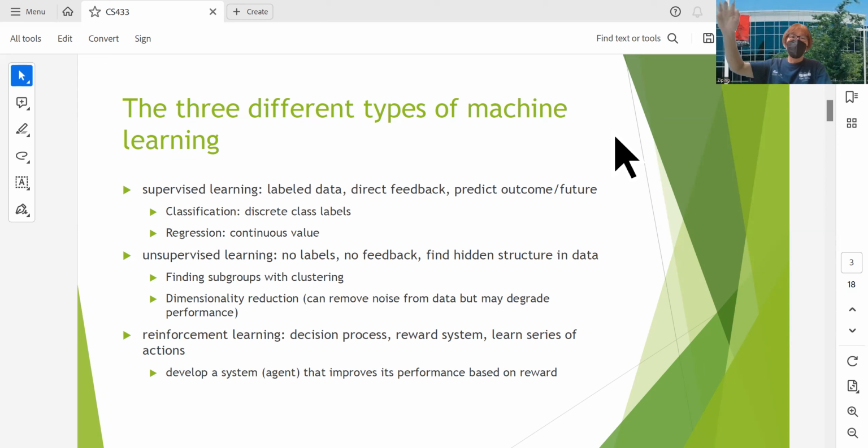Before we start the topic, the first thing we need to know is about the 3 different types of machine learning. Generally speaking, we have 3 types: supervised learning, unsupervised learning, and reinforcement learning. After this class, if you go to a job interview and people ask you about these 3, you should know that. So what is supervised learning?